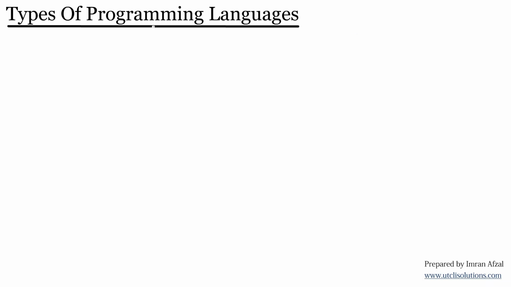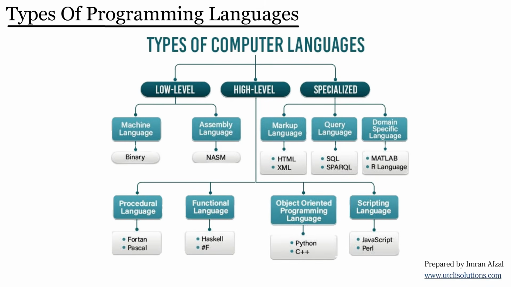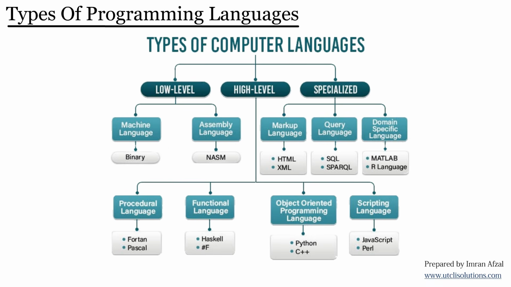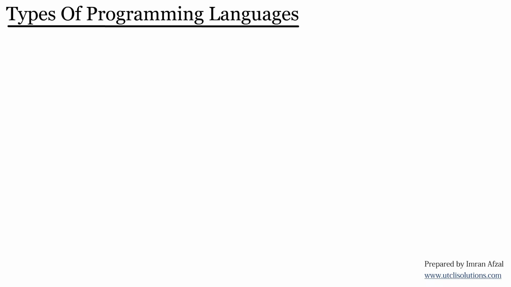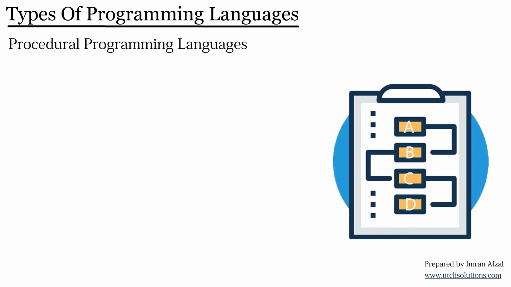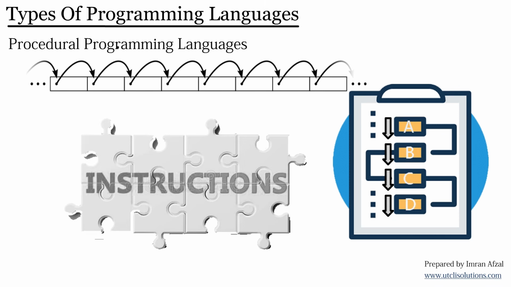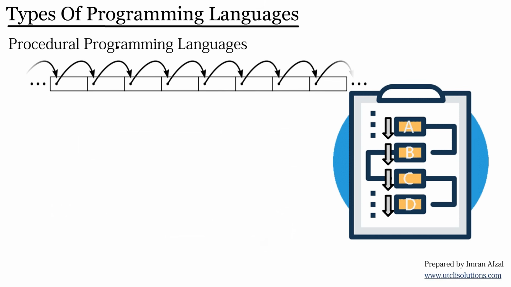So, coming back to the topic, there are various types of programming languages, each designed with different purposes and applications in mind. Here are some of the main categories. First one is procedural programming languages. In procedural programming languages, a program is divided into a series of procedures or functions that are executed in a sequential manner. These procedures contain a series of instructions that are performed step by step to solve a problem or complete a task. Examples include C, Pascal, and Fortran.